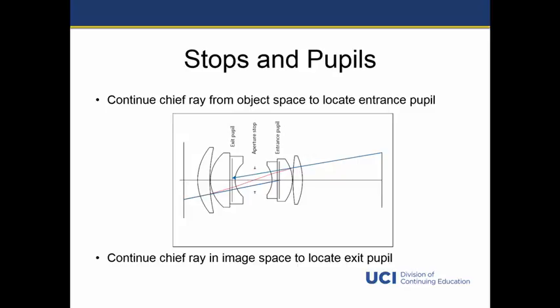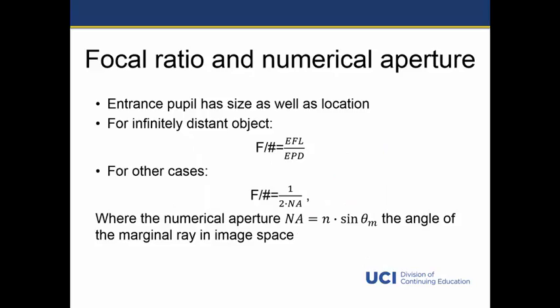So let's talk a little bit about the F number or focal ratio. The entrance pupil has a size as well as a position. Okay, and we saw that line segment in the previous graphic showing both the size and the location of my entrance pupil. If I have an infinitely distant object, then I can define the F number, or focal ratio, as simply the paraxial effective focal length divided by the entrance pupil diameter.